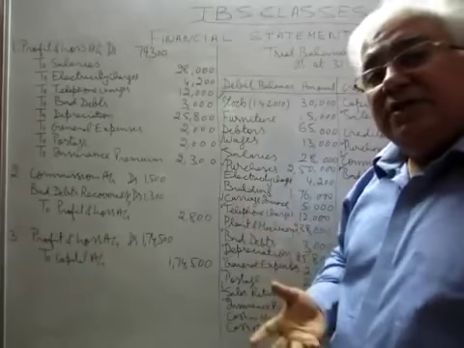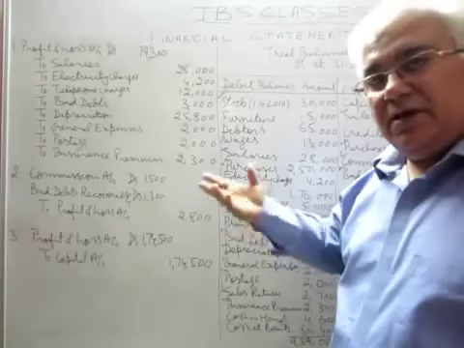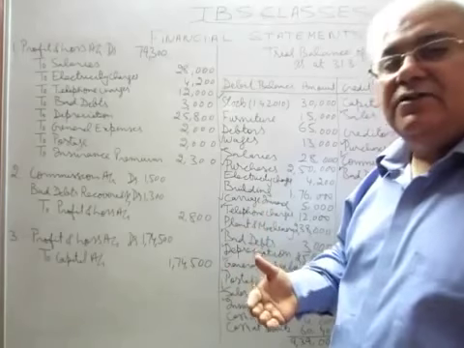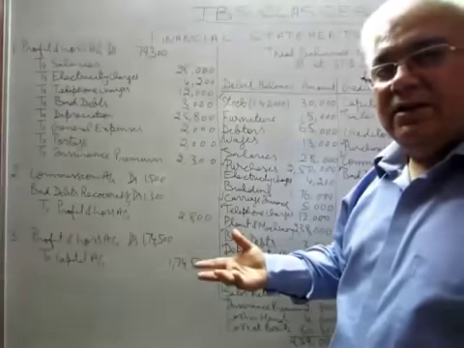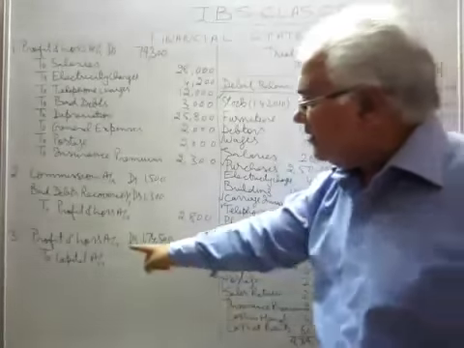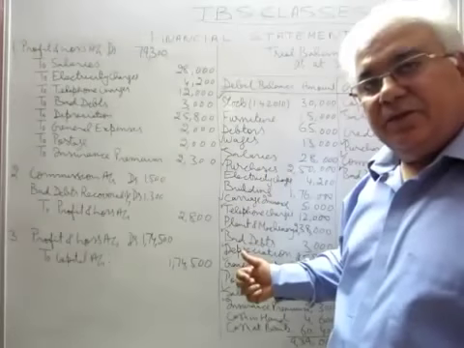Now this profit needs to be transferred to capital account, because all the profit or the loss made by the firm or the business is on behalf of the proprietor. So it needs to be transferred to capital account. Hence the entry: profit and loss account debit to capital account.